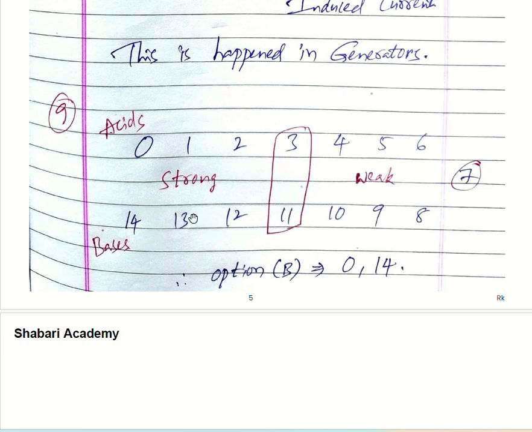In order to easily remember we can go for this chart. But the question is asking both strong. So strong acid is 0, strong base is 14. So the answer is 0, 14.